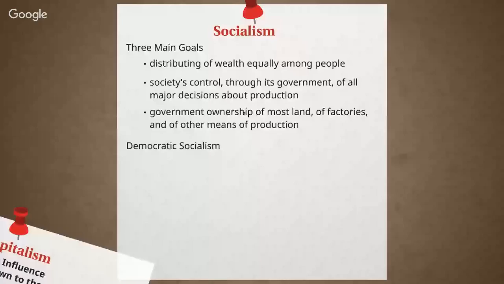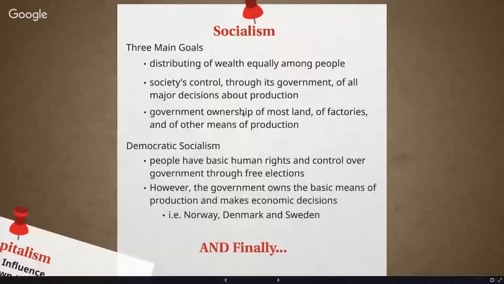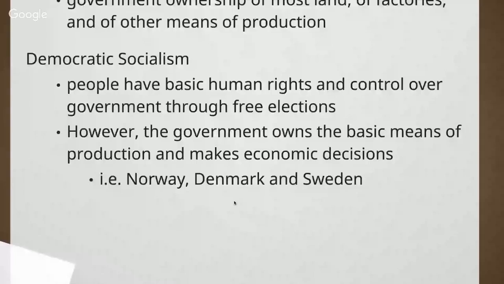And then this is it. Get this down, then you can pack up and get ready to go. All right. Democratic socialism is where people have their human rights, like in our Constitution, right? You have your freedom of speech, your freedom of whatever it may be. But the government owns all the things in production. Now these countries are democratic. Norway, Denmark, and Sweden are the most common examples.